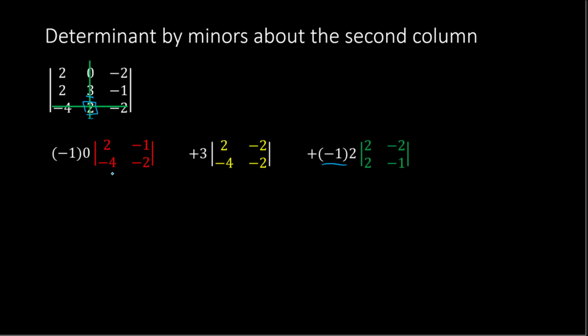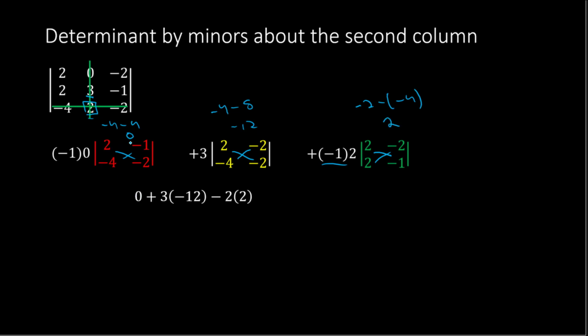And then you can work through this and find the determinant of these 3 matrices. We would have -4 minus +4, which would give you 0. And then here we'd have 2 times -2 minus -4 times -2, which would give you -12. In the third one, we would have 2 times -1 minus 2 times -2, which would give you a +2. So what you have here would be 0 times 0, which would be 0, and then 3 times -12 is -36, -2 times 2 is -4, and -36 minus 4 is -40.